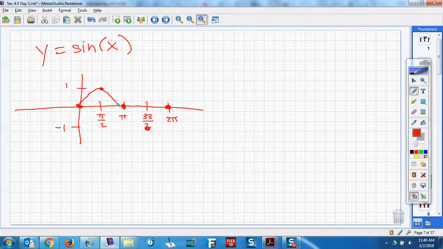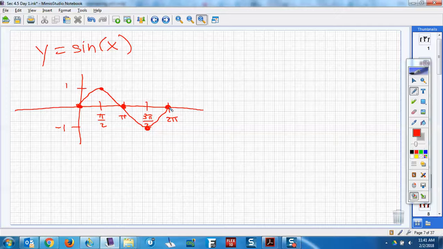And then we just connect. It goes up, comes down, goes up. Now, it's not 2 V's. They're not straight lines. They get curved a little bit. Okay. There you go. On command, you want to be able to graph a basic sine graph.